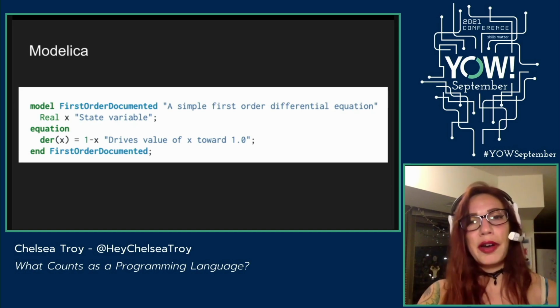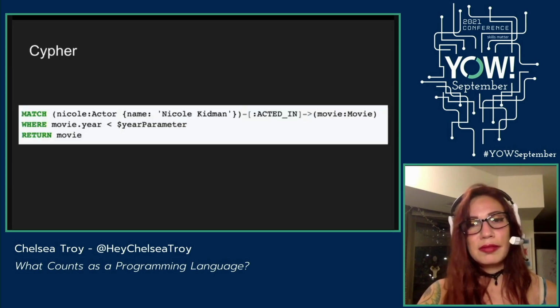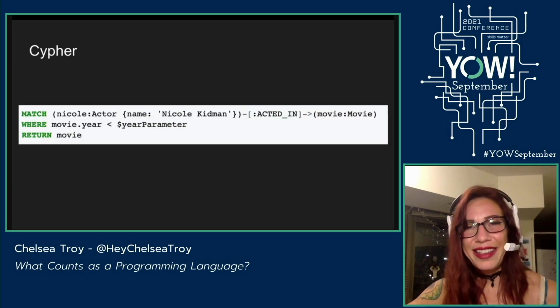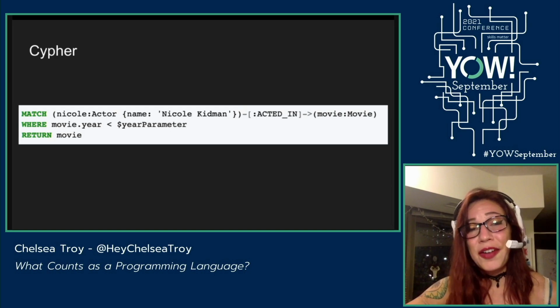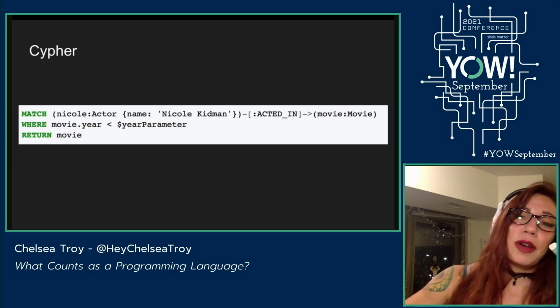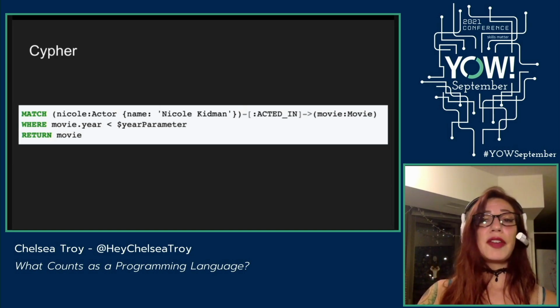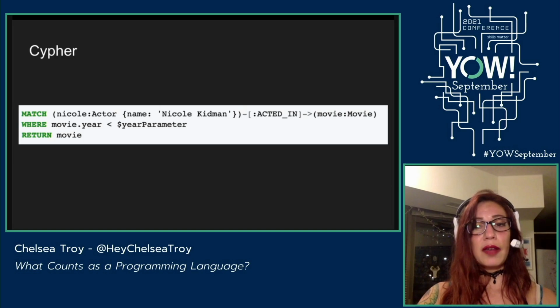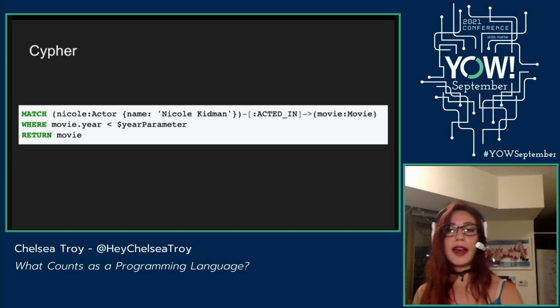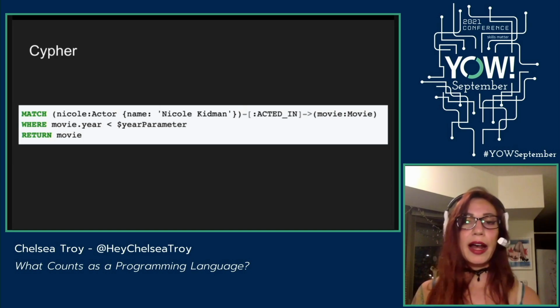Let's do one more example. And I've saved my favorite for last. Cypher. We've already talked about Cypher twice, but I keep bringing it up because I think it's a fantastic query language. I love writing Cypher. My favorite thing about it is that a query in Cypher often looks like a little diagram of exactly what you're trying to get out of the database.